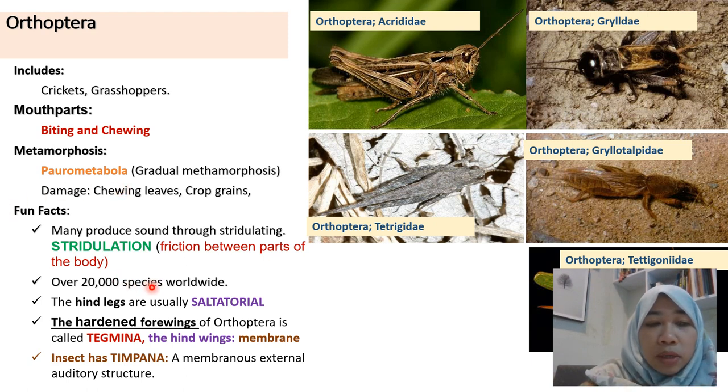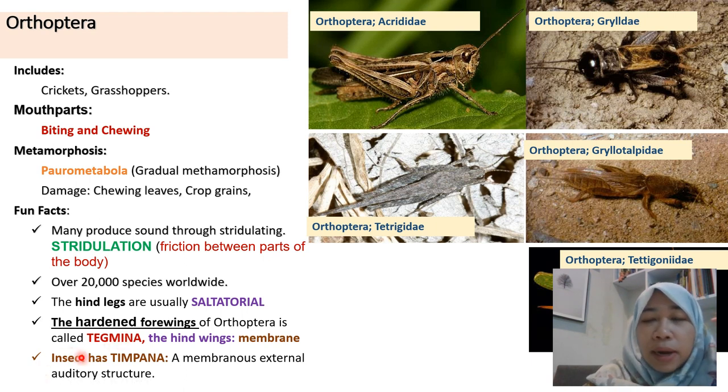And then there are a lot of species worldwide, and as you can see in the picture, this is the hind leg of this insect. The type is saltatorial, this is for jumping. And then this is the term tegmina. What is tegmina? Tegmina is the hardened forewing, sayap depan yang mengeras pada Orthoptera. Tegmina is the hardened forewing of Orthoptera, and the hindwing is membrane. So if we stretch the wings, the forewing will be harder than the hindwing. The hindwing is membrane, and the forewing is hardened.